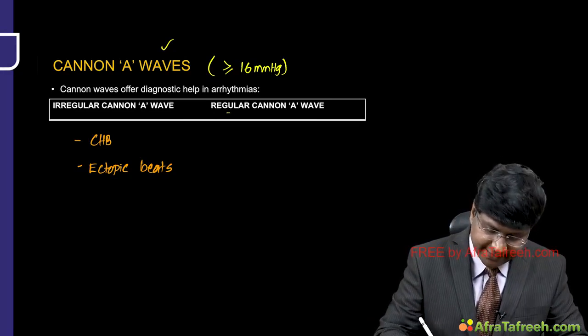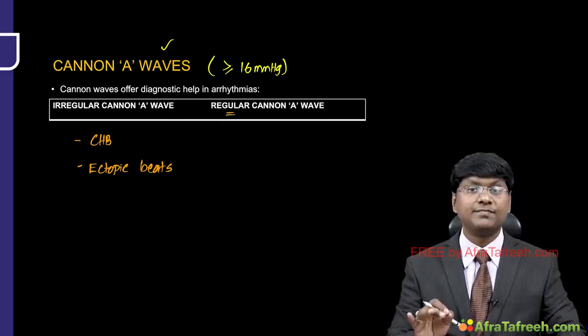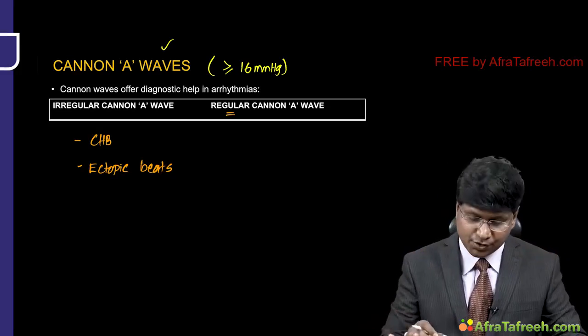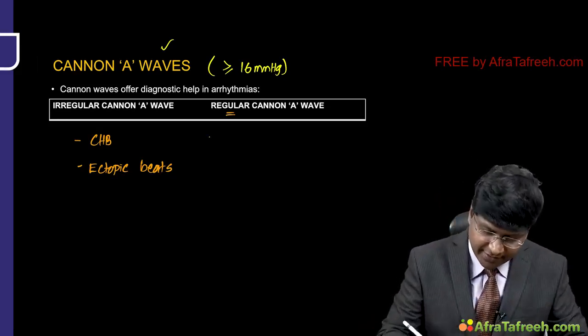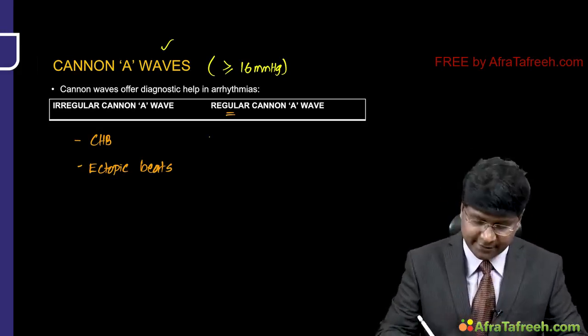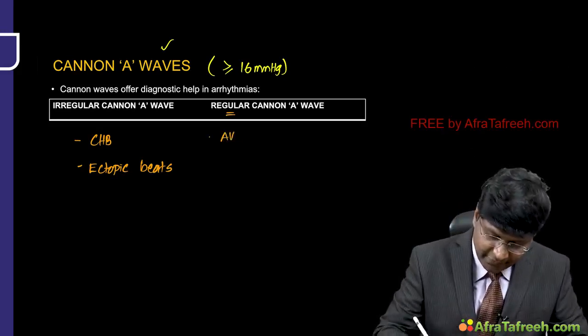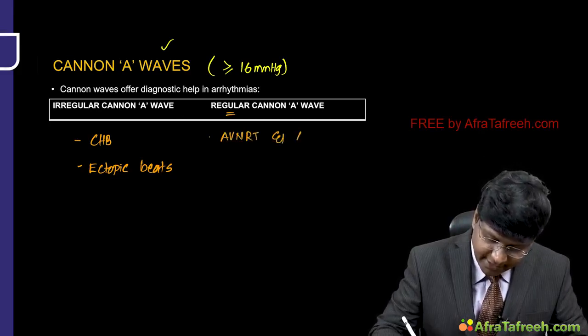Then followed by that, you need to know about the regular Cannon A wave. So if you take this regular Cannon A wave, you come across this in patients with AV nodal reentrant tachycardia and atrioventricular reentrant tachycardia.